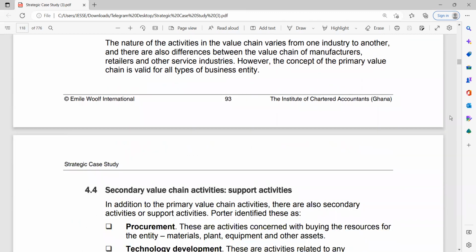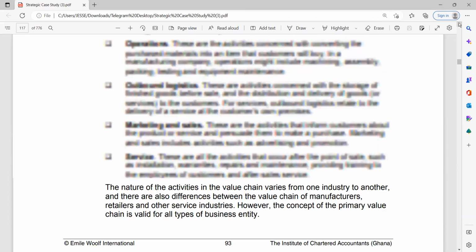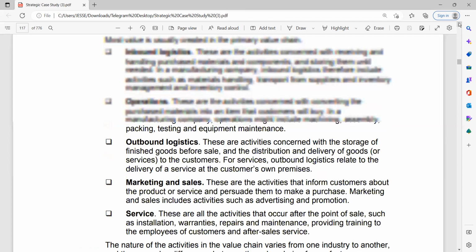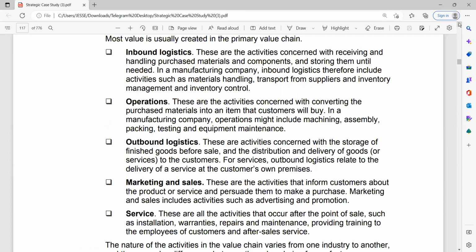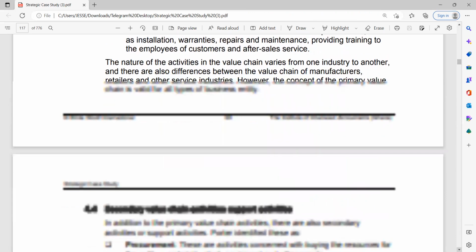So you see, I hope you have an understanding of the concept, right? Very, very important, the 5 primary value chain activities. Very key. So you have inbound, operations, outbound, marketing and sales, and service. If you have any questions concerning this, please don't hesitate to leave a comment and I'll definitely respond to it.